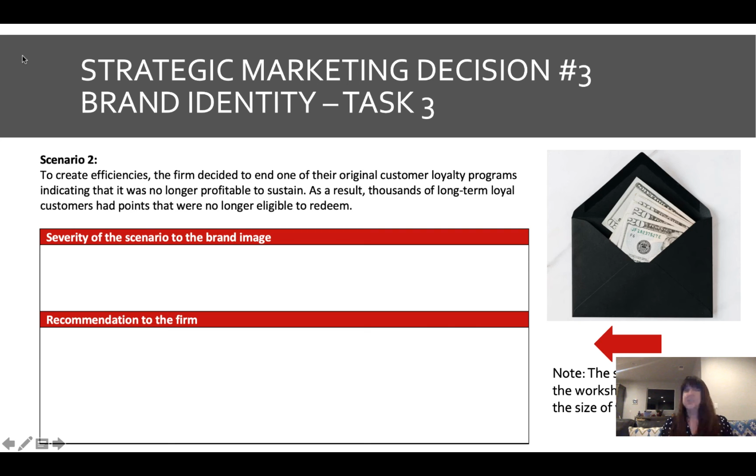So imagine you're an airline or a retail organization, and you've got all these loyalty cards and people are racking up points, and you're going, we can't handle this anymore because it doesn't make a profit. What are you going to do? You as a marketer are in charge of not only the loyalty program, but how you're going to communicate it to the customers. As a result, thousands of long-term loyal customers are now not going to be eligible for the program. So this is your job to fix.